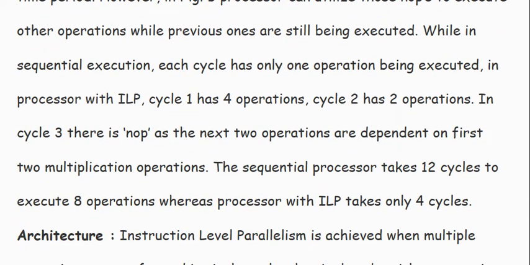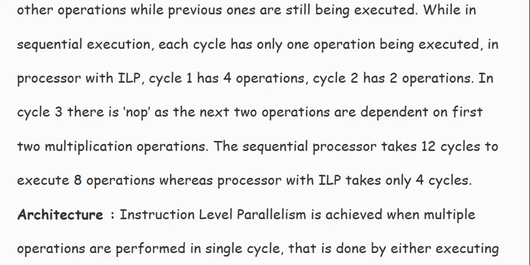While in sequential execution, each cycle has only one operation being executed. In a processor with ILP, cycle 1 has 4 operations, cycle 2 has 2 operations. In cycle 3 there is a NOP as the next 2 operations are dependent on the first 2 multiplication operations. The sequential processor takes 12 cycles to execute 8 operations, whereas the processor with ILP takes only 4 cycles.